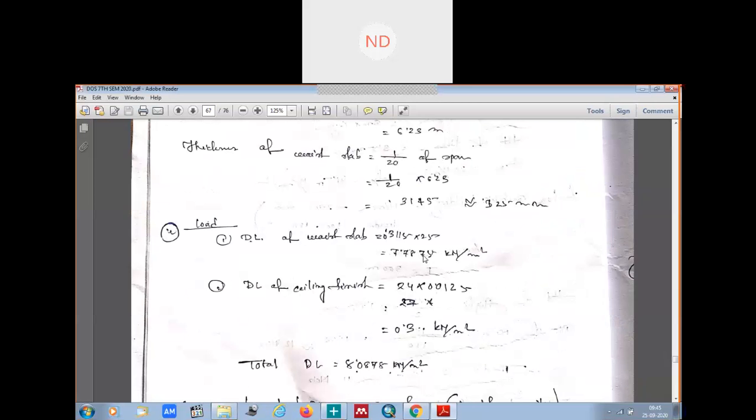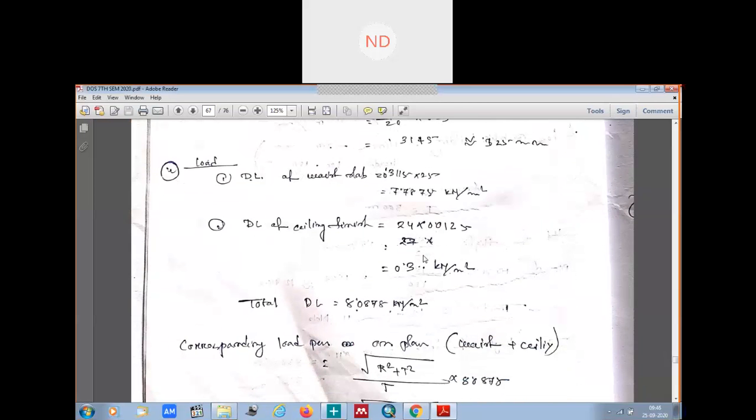So now, after finding out the thickness of the waist slab, the width of the landings, etc., we got all the things. Now, coming to our load calculation, we can do our load calculation now.